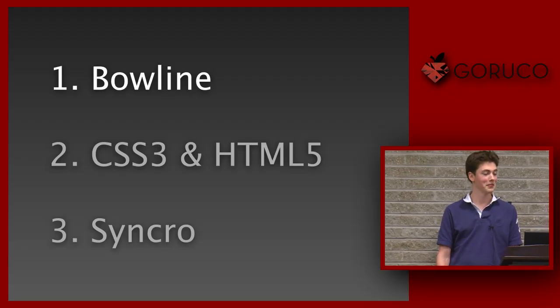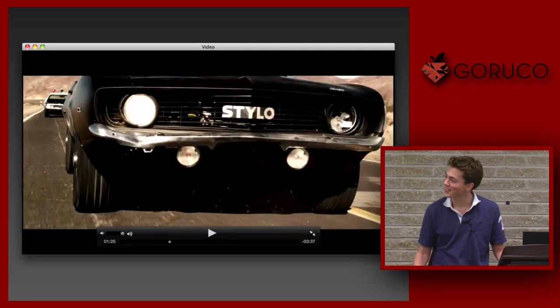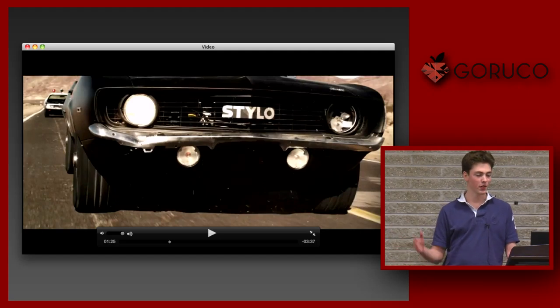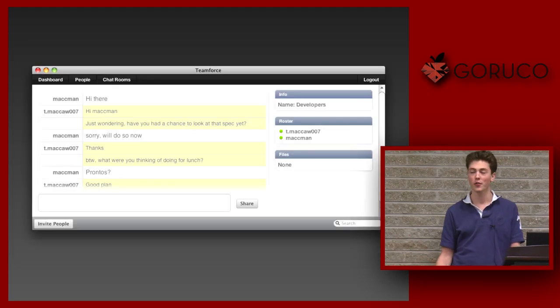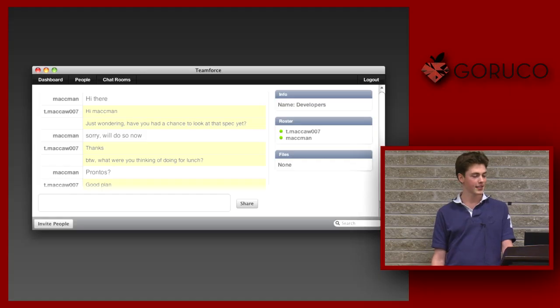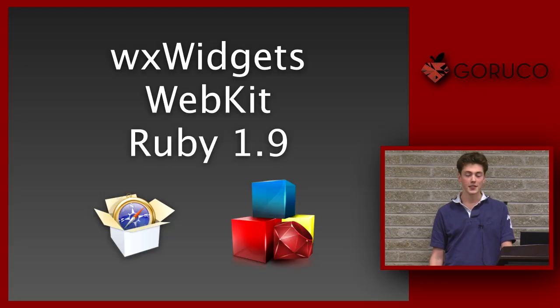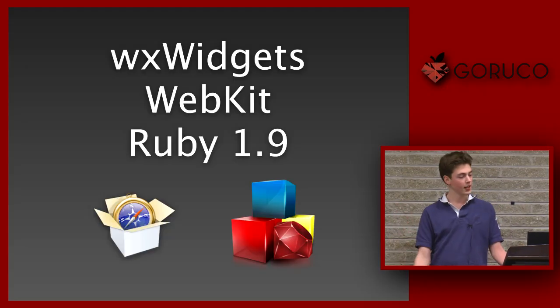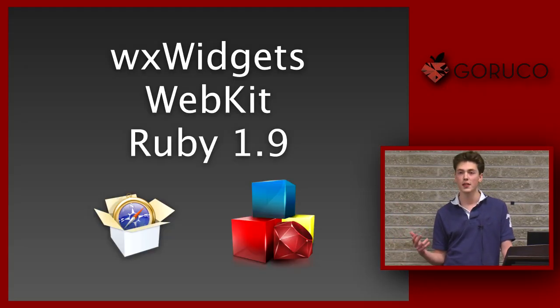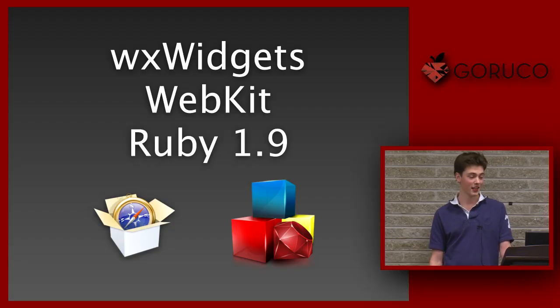Here are some example apps that I built using Bowline. This is Teamforce, which uses XMPP. It's a bit like Campfire. I'm going to be releasing that soon. Bowline is comprised of 3 parts: WX Widgets, which is a C++ cross-platform framework for building desktop apps; WebKit, using the trunk version as well, so you get all the new CSS3 features; and Ruby 1.9.